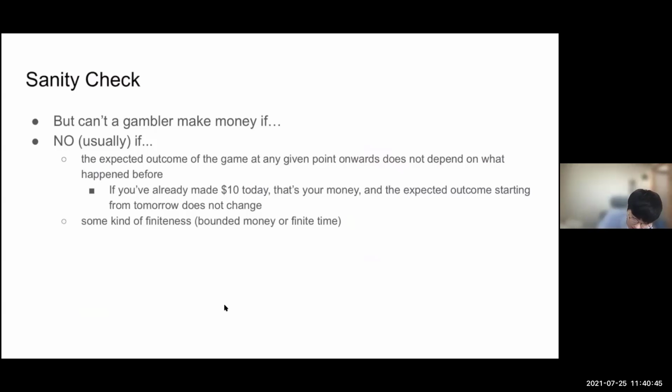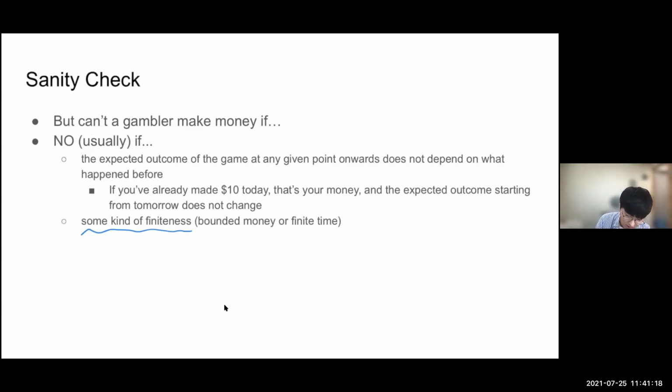So you should have some kind of finiteness. You either don't have infinite time, so you can't wait indefinitely, or you have bounded money. So you can't have more than a specified amount of money, and you can't, for instance, go bankrupt. So these are the conditions, well, sufficient conditions.